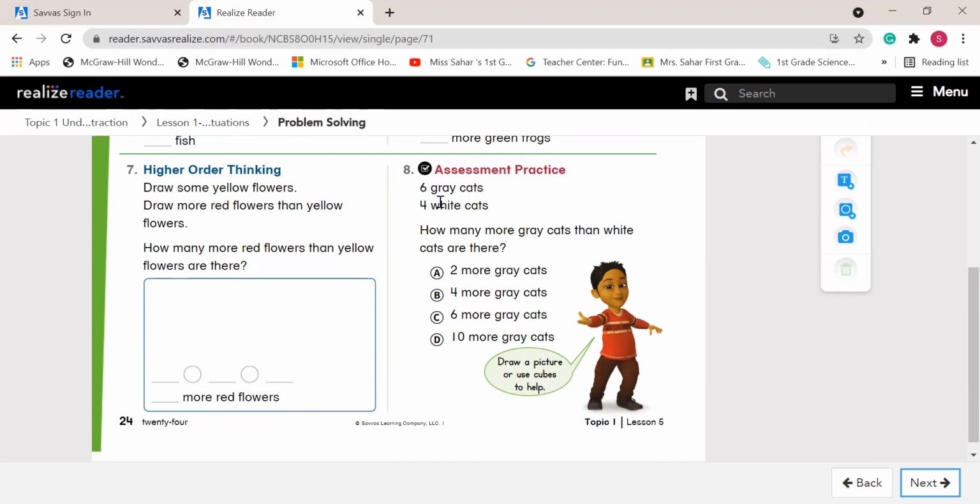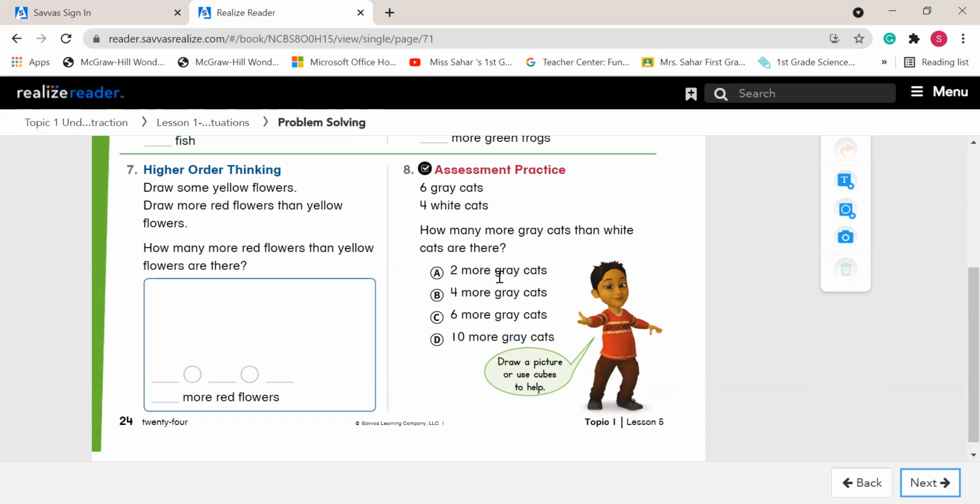All right, number 8. Gray. There are 6 gray cats and 4 white cats. How many more gray cats than white cats are there? So we have 6 gray cats and 4 white cats. How many more do we have in gray than white? What we're gonna do, you can use circles, you can draw boxes, you can use your counters, and you put 6, and you're gonna cross or take away 4, and you find your answer.